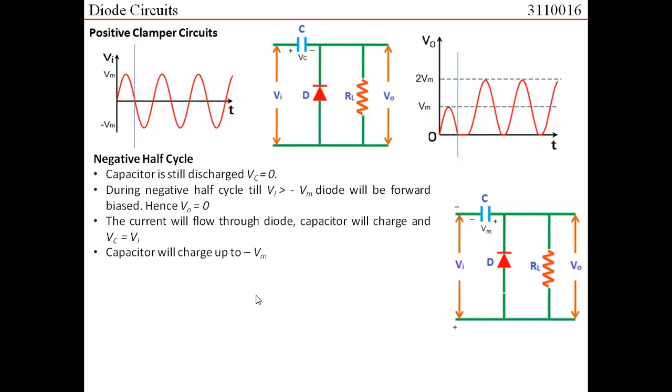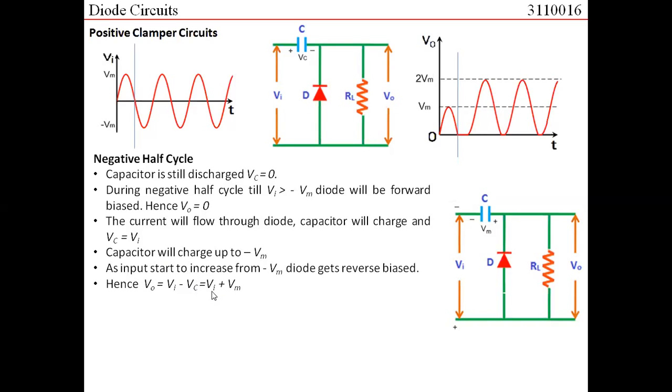minus Vm. Now once the capacitor charges up to minus Vm, after this point, the input voltage starts getting higher than minus Vm. In that case, the diode would again come in a reverse bias state, right? So as the input starts increasing from minus Vm, the diode gets reverse biased, and the output voltage would become equal to Vin minus Vc. So now Vin minus Vc, Vc is equal to minus Vm.